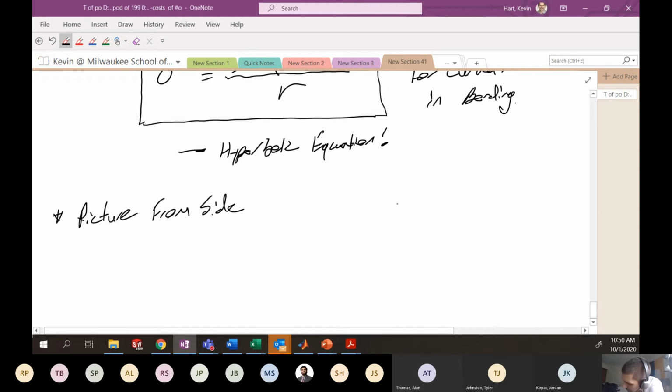Well, the picture from the side, here's our curved bar. If we put a bending moment onto this, then our distribution of the stress is not linear, as you might see with a straight beam. The distribution actually has this hyperbolic look to it, something like this.